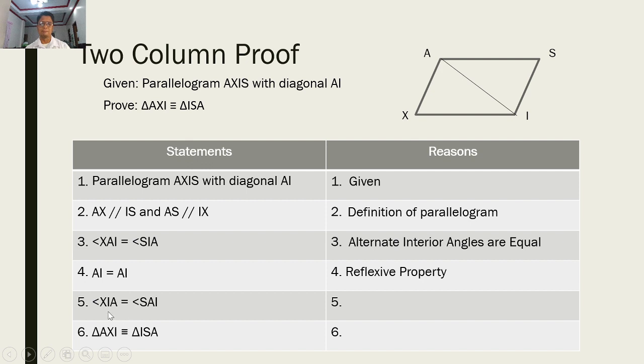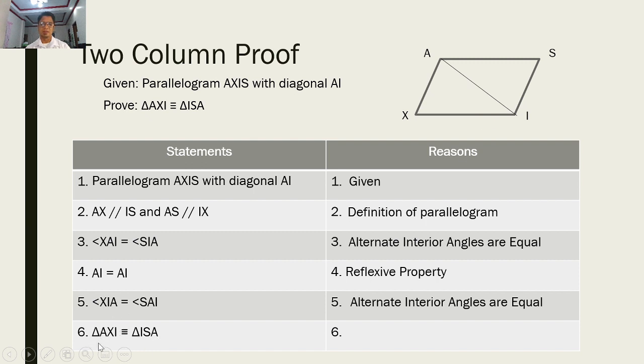Number 5. Angle XIA. So, ito naman yung tinutukoy. Is equal to angle SAI. Ito tinutukoy. Bakit nga ulit sila equal? Parallel lines cut by a transversal. They are both interior angles. So still, alternate interior angles are equal. So meron tayong angle, side, angle.